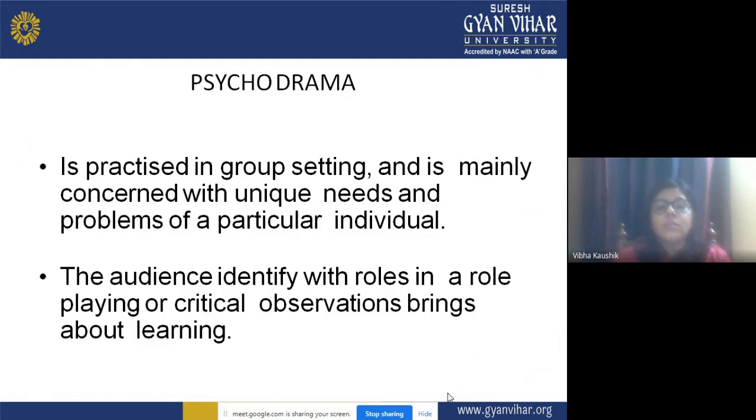The audience identify with roles in role playing, or critical observations bring about learning. The audience, the persons who are watching that drama, identify themselves with the roles in the role playing, and critical observations bring about learning.